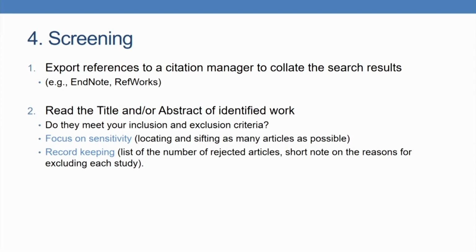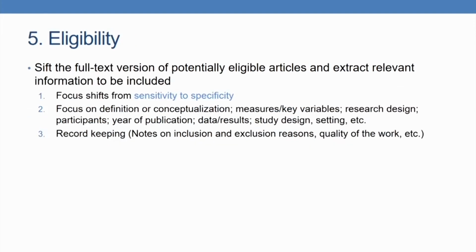So, just to look up the number of processes that we have looked at, first we began with the scoping stage, then the planning stage, the identification stage, and then the screening stage. The final stage in the systematic review of literature is referred to as the eligibility stage. So, what do we do in this stage? We sift the full text version of potentially eligible articles and extract relevant information to be included. Our focus now shifts from sensitivity to specificity. We carefully make sure potentially eligible studies are indeed relevant and appropriate for inclusion.